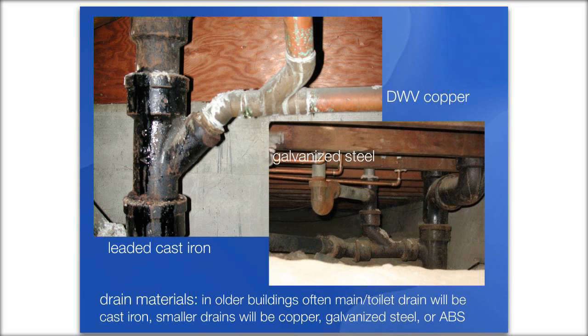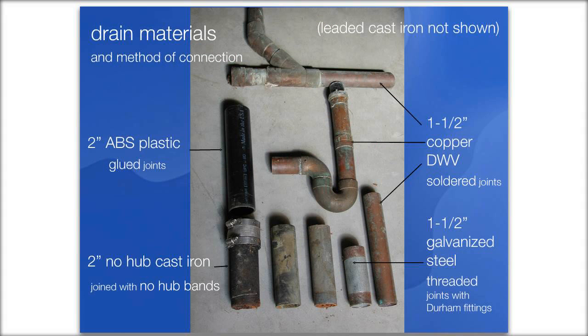Okay, so the next slide shows you pictures of leaded cast iron. The black pipe is leaded cast iron. It's showing that the main line in older homes is oftentimes cast iron, but the smaller pipes can be other pipe materials. They could be galvanized or copper or even ABS. So, just giving you a little intro to what you might see under a house.